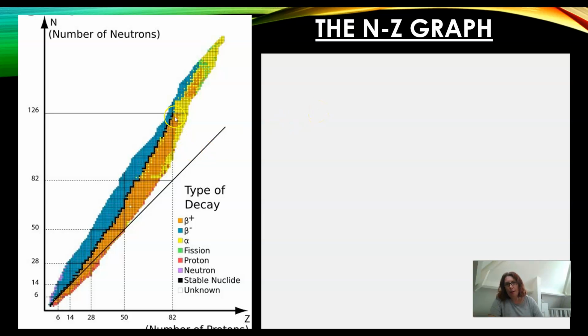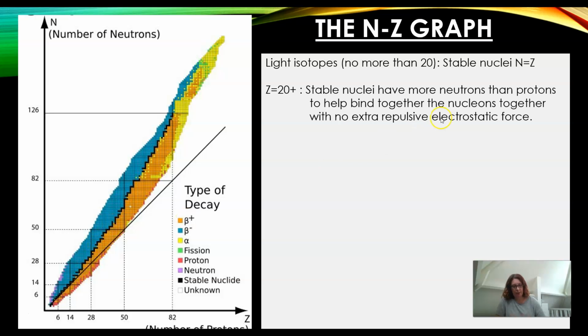The idea is that this black line here is stable. So these nuclei would be stable. So everything's trying to get to the black line. Okay. So if you're going to plot this graph, or just asked to describe this graph, the first 20 elements, so the light isotopes, their N equals Z, so they follow this straight part here. Okay. So up to about calcium. At calcium, they start to veer off the stable elements. So at Z equals 20 plus, the stable nuclei have more neutrons than protons.